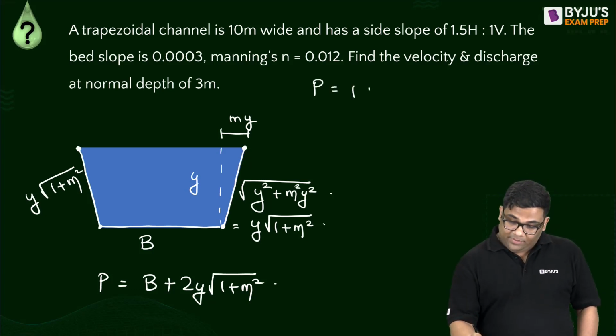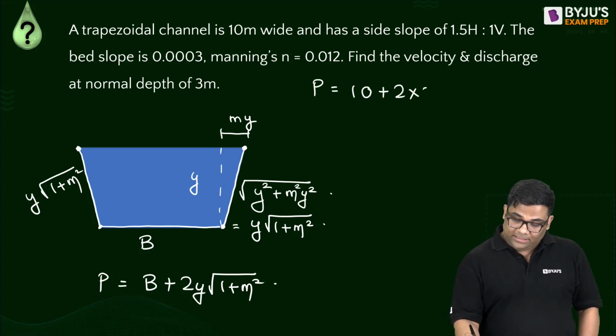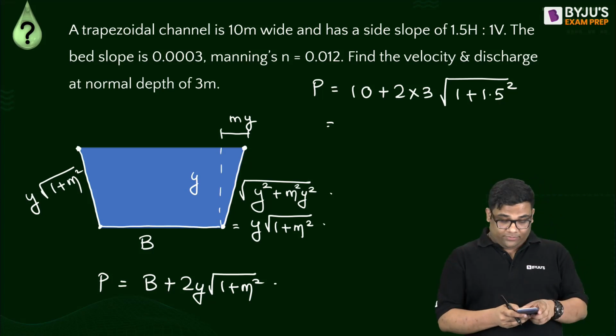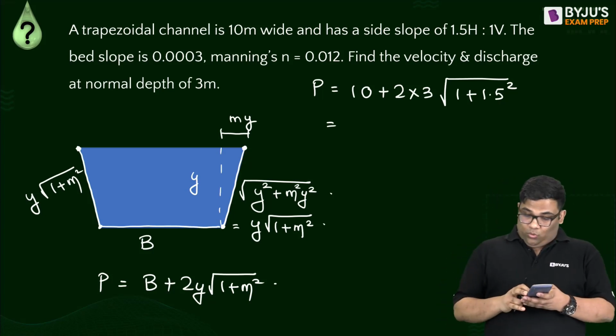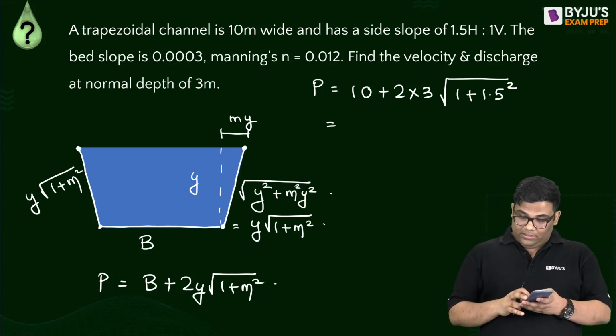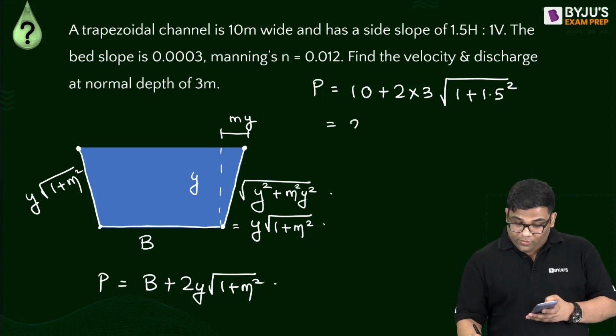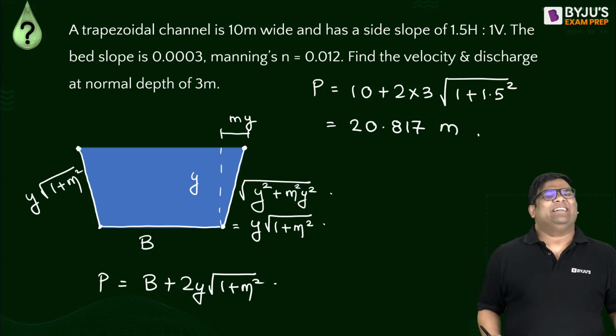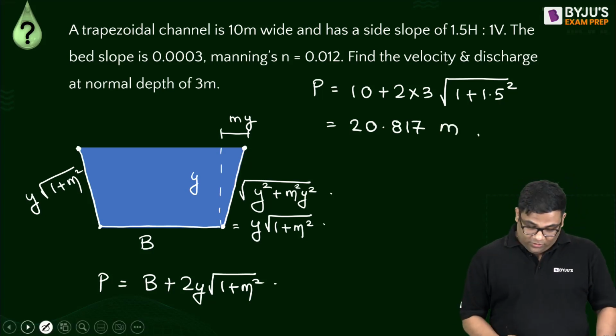B is 10 meter, plus 2 into y, which is 3, and then root under side slope 1.5 squared. Let me find out this weighted perimeter. So root under 1 plus 1.5 square, then multiply by 6, and then I will add 10. I'm getting a value of 20.817 meter. Yes, weighted perimeter also I got.